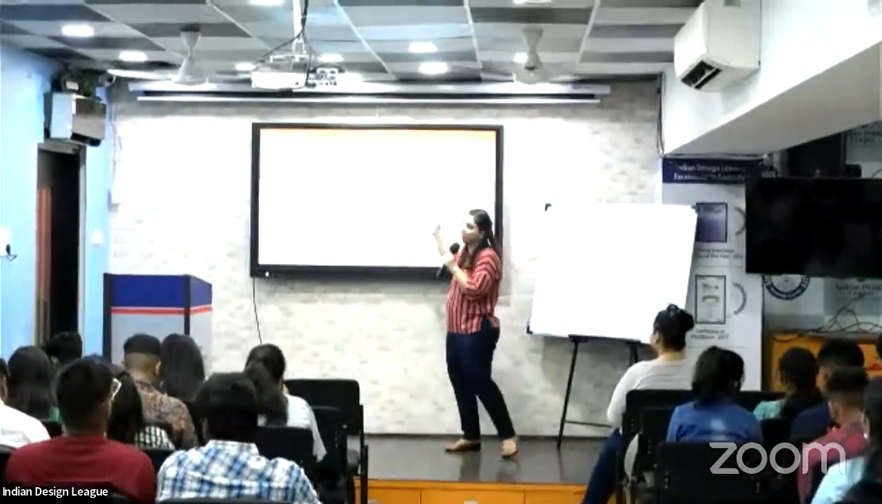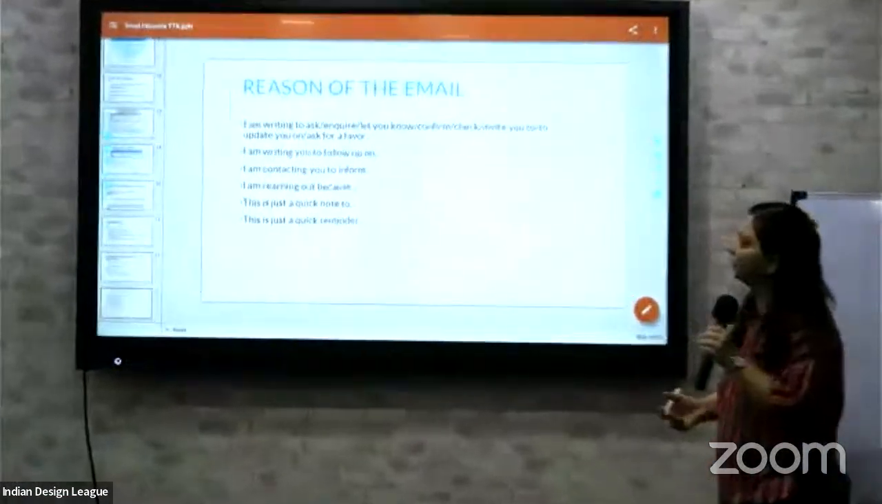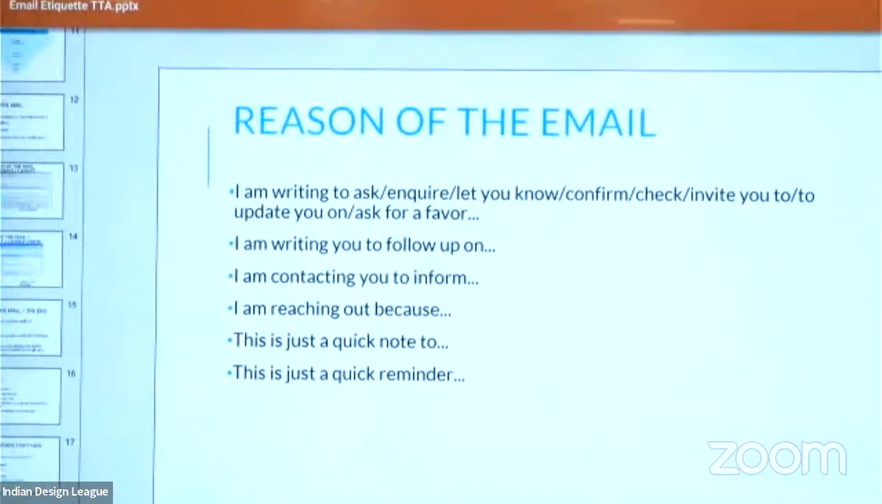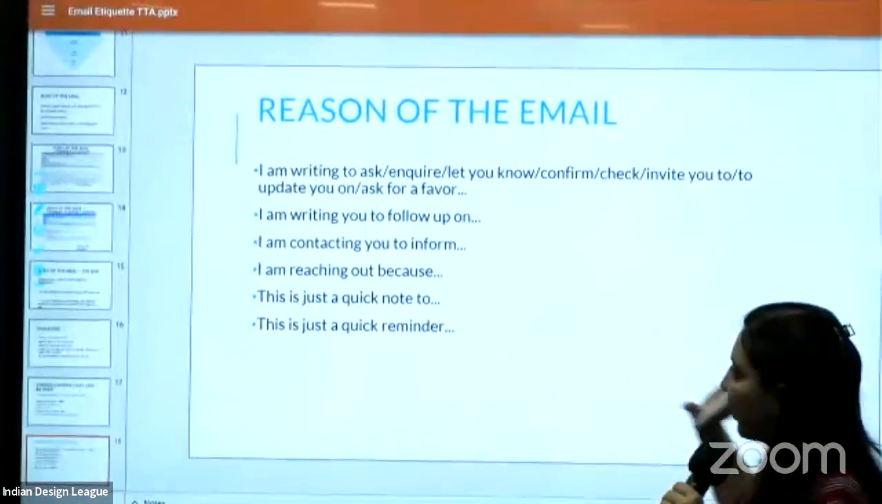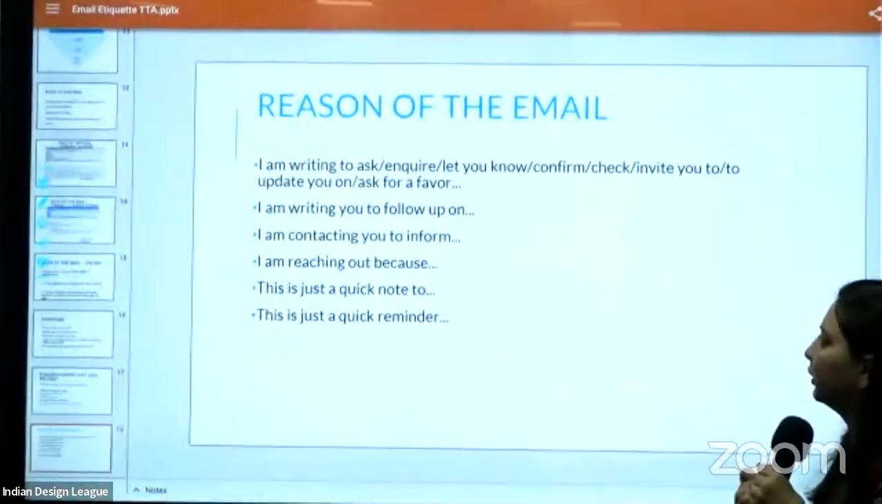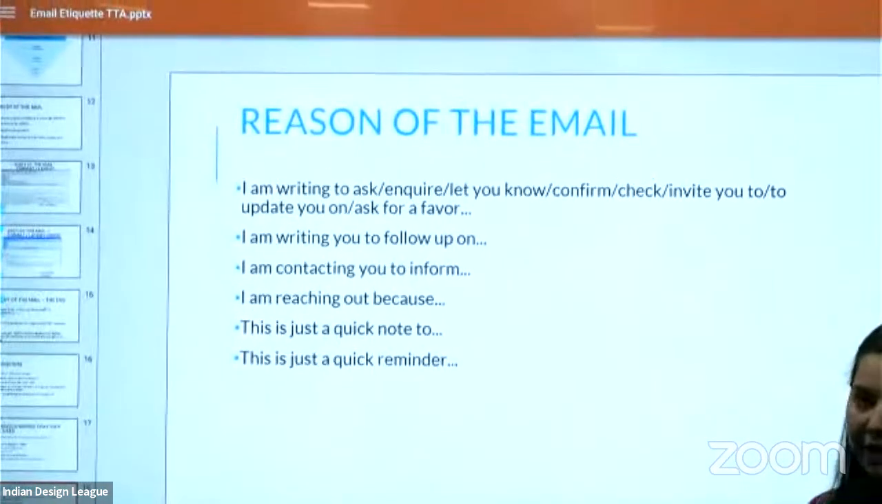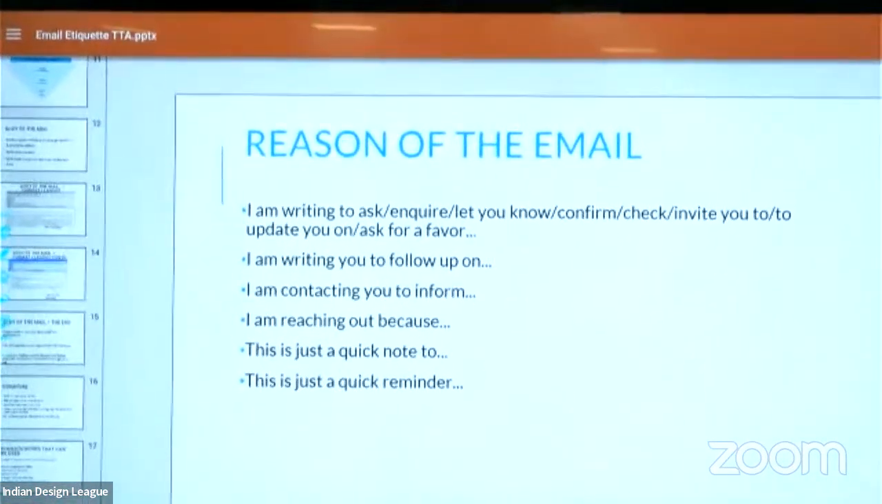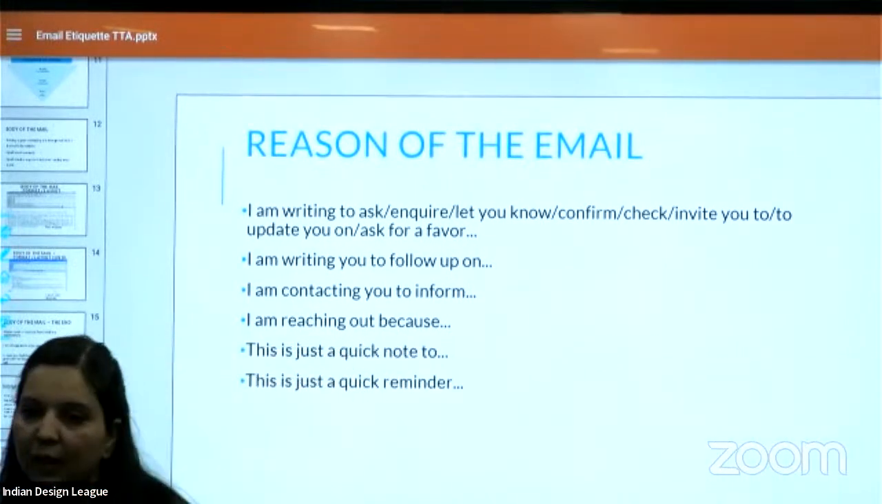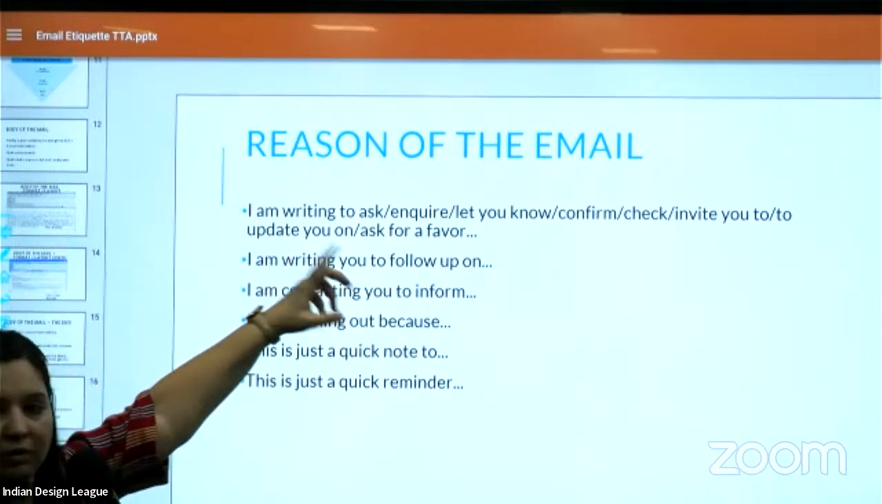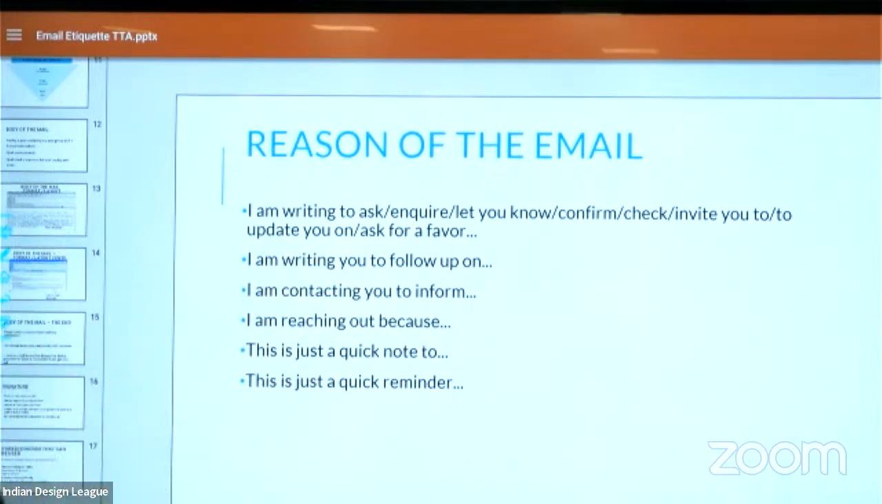I can also write, I'm reaching out because. If it is a reminder email, then you can write, this is just a quick reminder. I'm contacting you to inform. The most standard one is I'm writing you to. I'm contacting to let you know that, whatever the context of the email is.